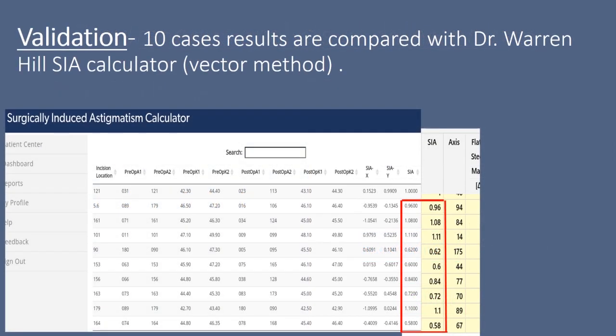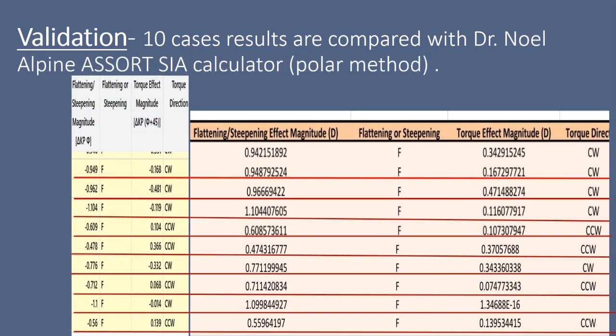For validation, we compared 10 cases with Dr. Warren Hill's SIA calculator, which uses the vector method, and with Dr. Neil Alpine's SIA calculator, which uses the polar method. The results are exactly the same.